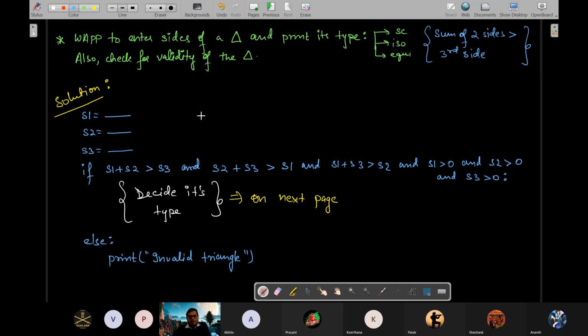ठीक है. Now we'll see what to write in this part. Now when we are sure that the triangle is a valid one, it will get inside if. So what should be the block of the if? Whatever code I'll write in the next page, after indentation you will put it inside this space where I have decided its type. Okay, so that part I am writing on the next page. Okay, right.